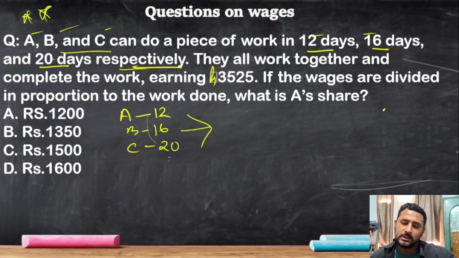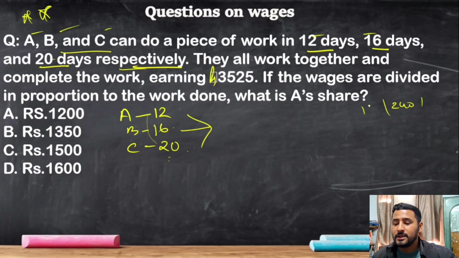20, 40, 60, then you get 80, then 100, 120, 140, 160, 180. Is 160 divisible by 12? Not possible. Then you should go more, 180, 200, 220, then you should get 240.